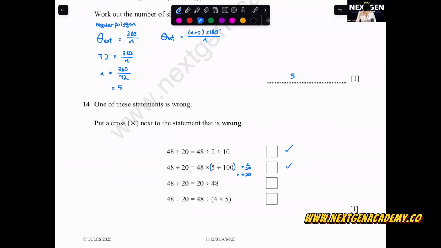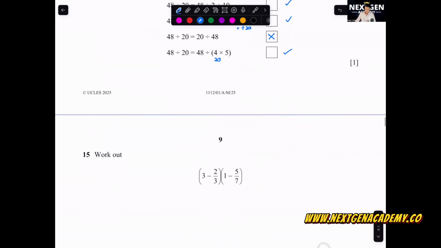Okay, what about this one? 48 divided by 20, is it the same as 20 divided by 48? This one confirm wrong, right? Because it won't be the same. 48 divided by 20 equals 48 divided by 4 times 5. This one has a bracket. Correct, right? This one is correct. 4 times 5 is equal to 20, so it's 48 divided by 20 also.